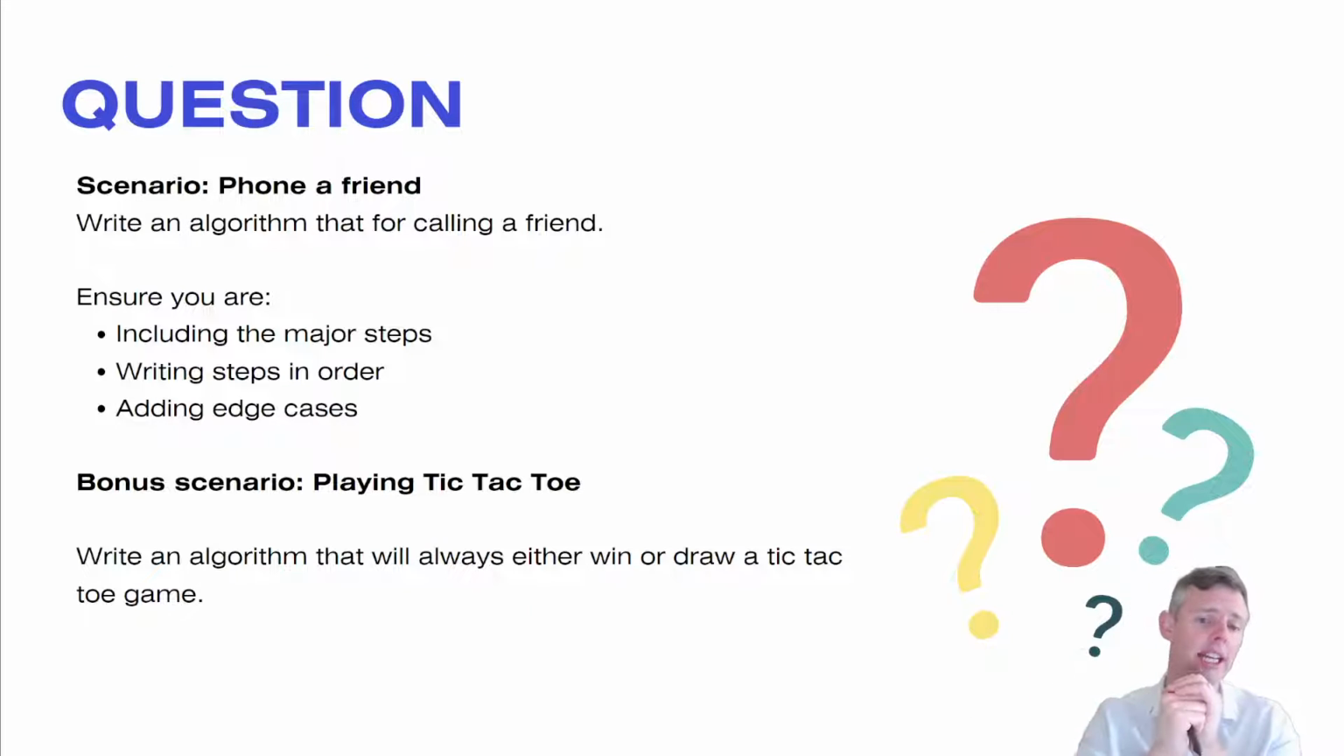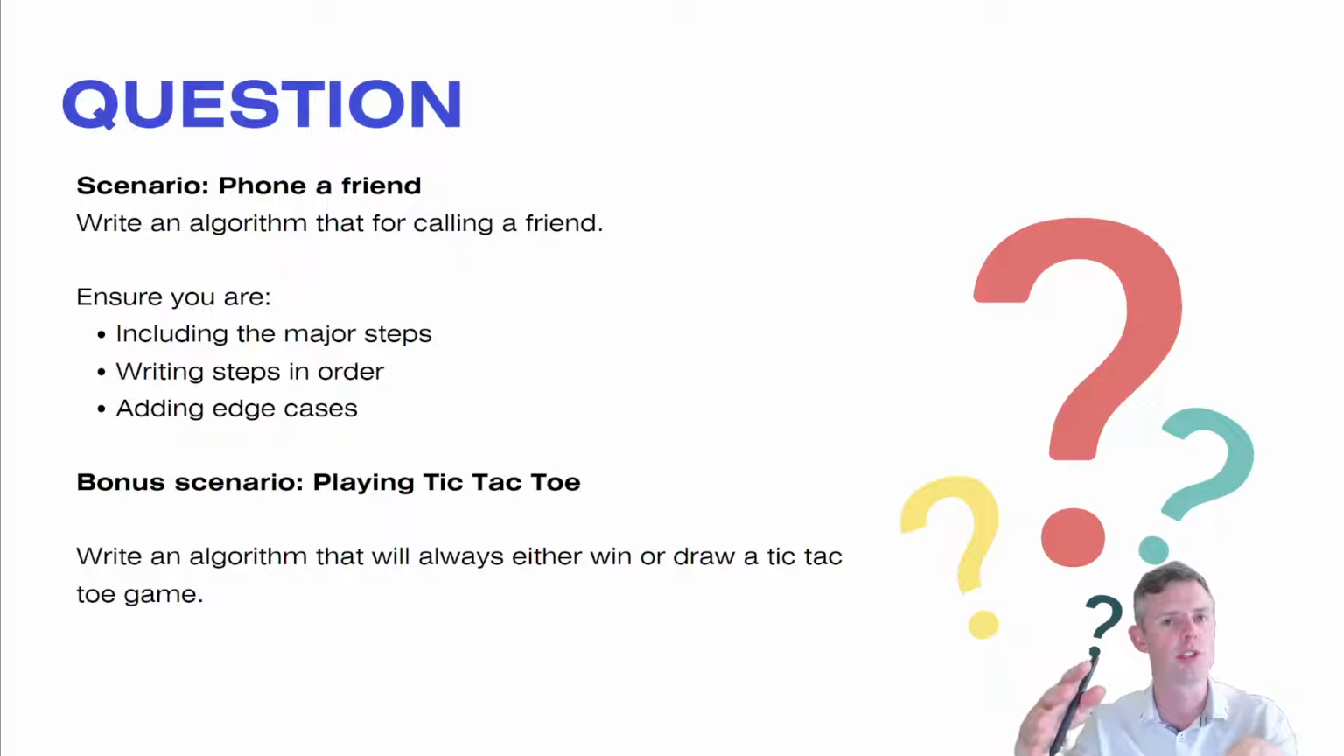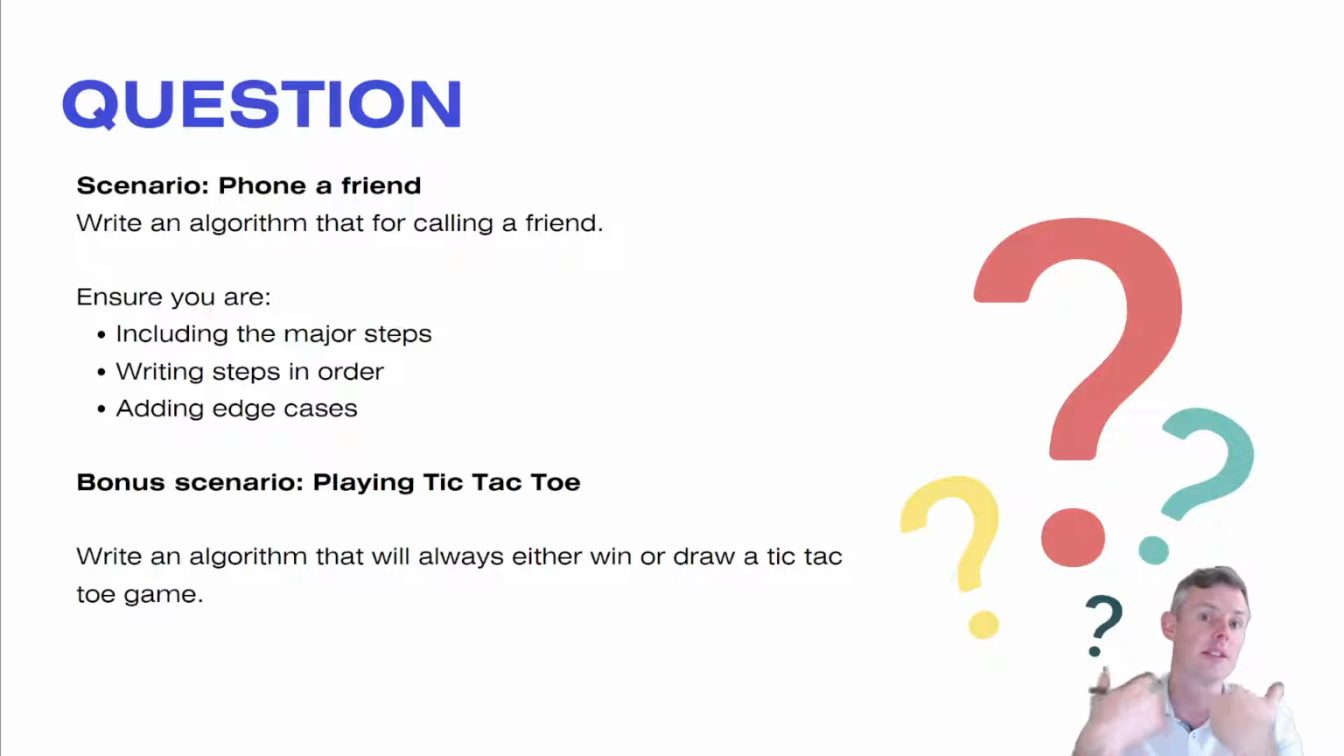And then secondly, a bit of a challenge for you all. I want you to write an algorithm to play tic-tac-toe that will either always result in a win or a draw. And it's possible. Go and have a look at some websites. There is a way to do that. So I'm going to pause the video, and when we come back, I'm going to take you through the steps to phone a friend, in my opinion.